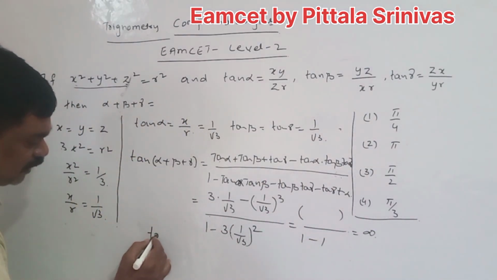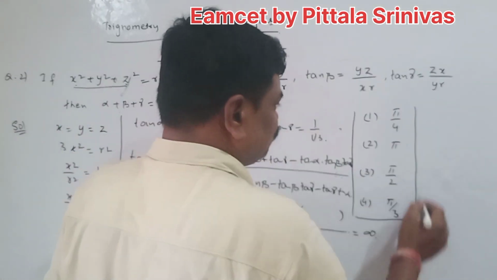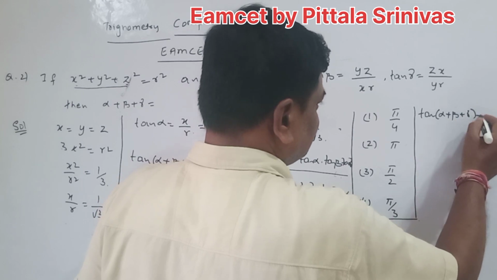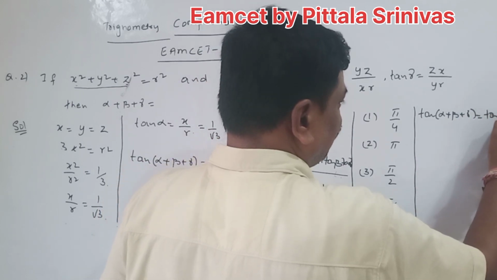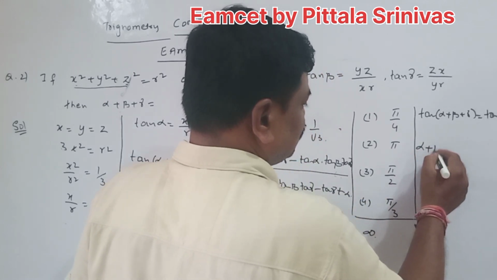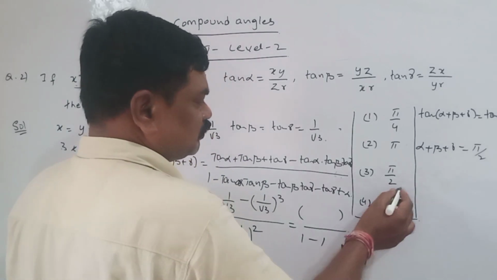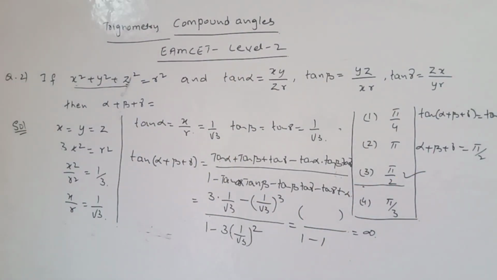So tan of (alpha plus beta plus gamma) is equal to what? Tan pi by 2. So alpha plus beta plus gamma is equal to what? Pi by 2. So we have option 3 is the answer. Okay, all of you. That's all.